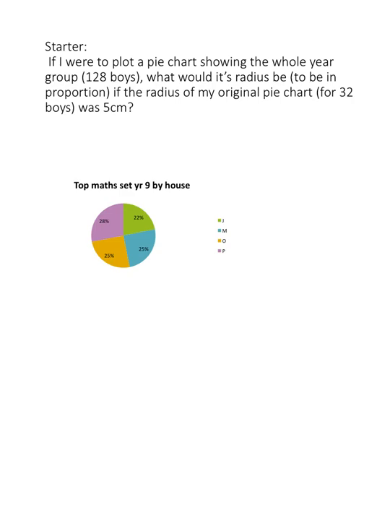So I've got a radius here. I know that that radius there is 5 centimetres, and I'm drawing another pie chart. I'm keeping everything in proportion, and I need to work out what this radius is here for the larger pie chart. This pie chart represents 32 boys, and this larger pie chart is going to represent 128 boys.